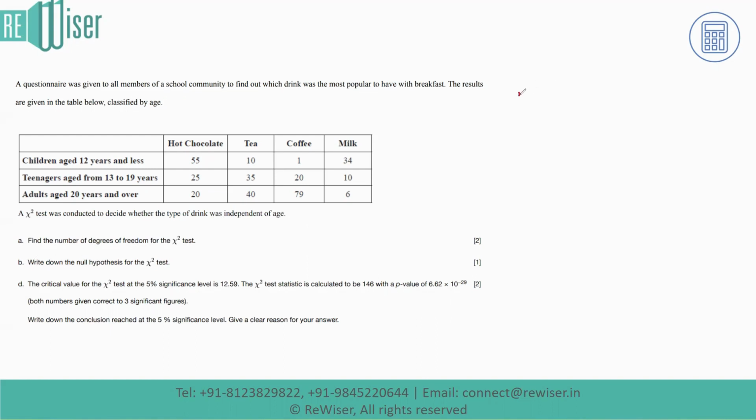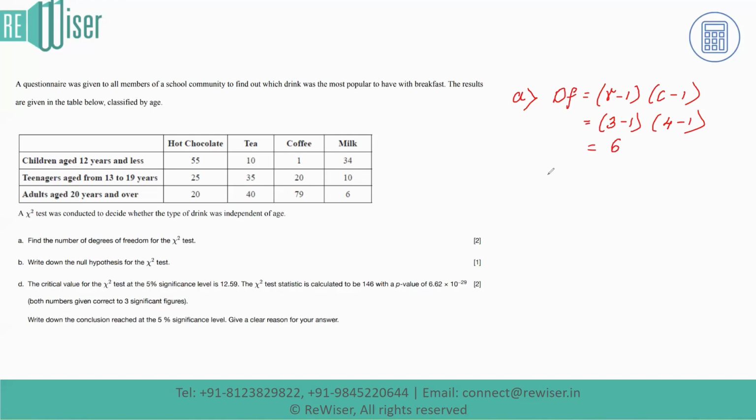In part A, we are asked to find the number of degrees of freedom. Whenever we talk about degrees of freedom, it is always the number of rows minus 1 multiplied by the number of columns minus 1. Here we have 3 rows, so it is 3 minus 1, and we have 4 columns, so it is 4 minus 1. 3 minus 1 is 2 and 4 minus 1 is 3, so the degree of freedom is 6.